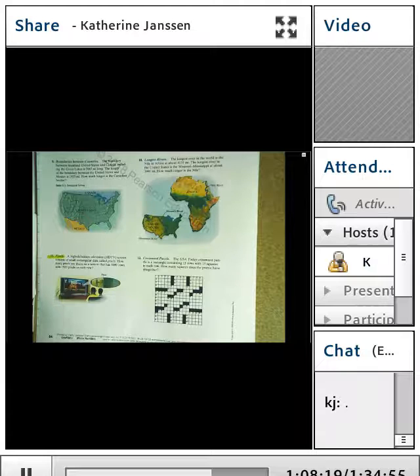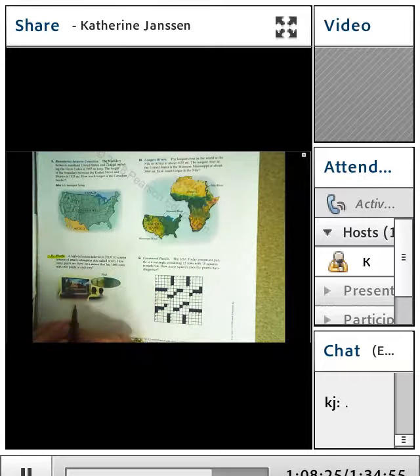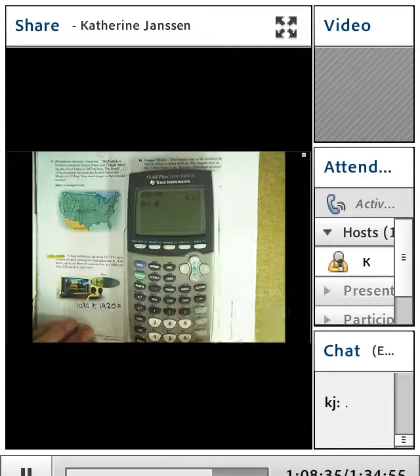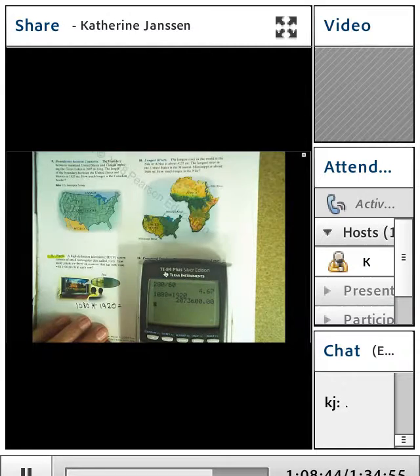So we have 1,080 rows times the number of pixels in each row, which is 1,920. 1,080 times 1,920 equals 2,073,600.